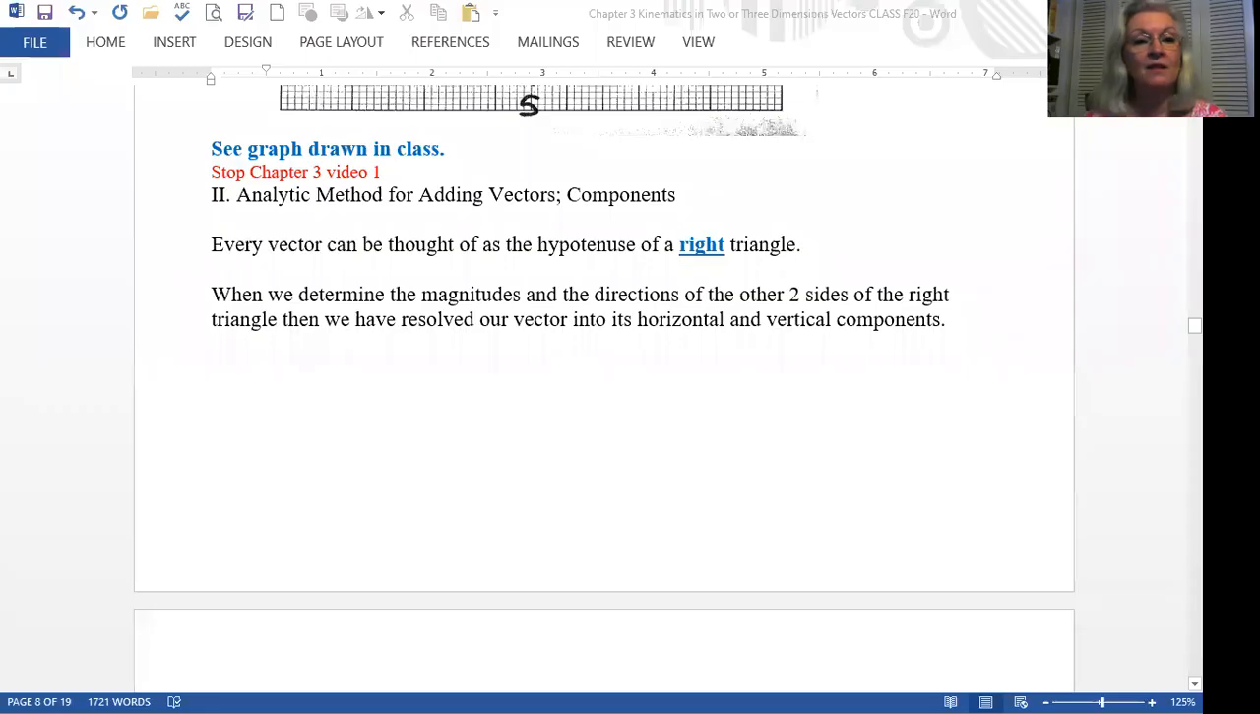We will be talking about Chapter 3 this afternoon. This is the second video, and in this video, we'll look at how to add two vectors or more together using trig.